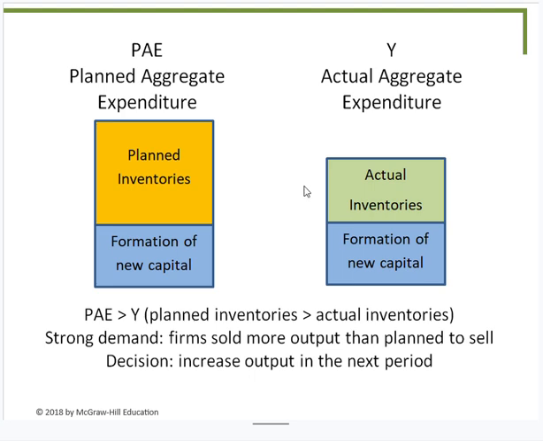And then the opposite is true for when PAE is greater than actual aggregate expenditure, because it means that the firm sold more than they planned to sell, and they're left with an even lesser amount in their inventories, in their stock. So they're going to increase output in the next period because of this new development.